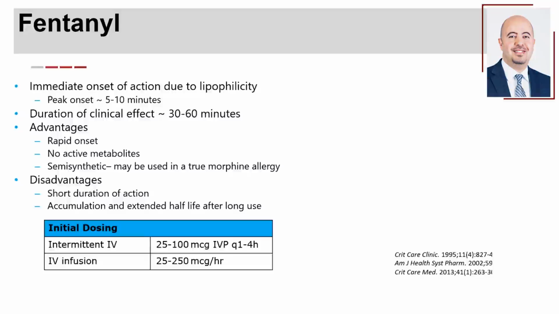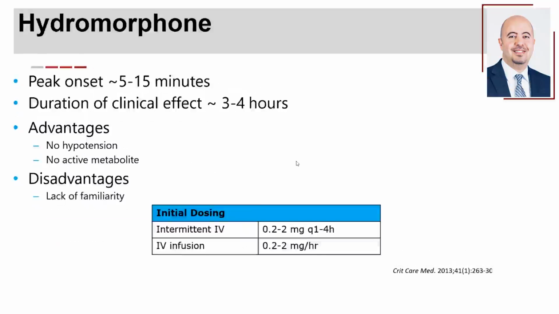And disadvantages also, it can accumulate and have an extended half-life if you use it as a drip for a long time. Hydromorphone or diluted, it's the most potent. The peak onset is 5 to 15 minutes. Duration of effect is 3 to 4 hours. Unlike morphine, it does not cause hypotension in general and has no active metabolites.